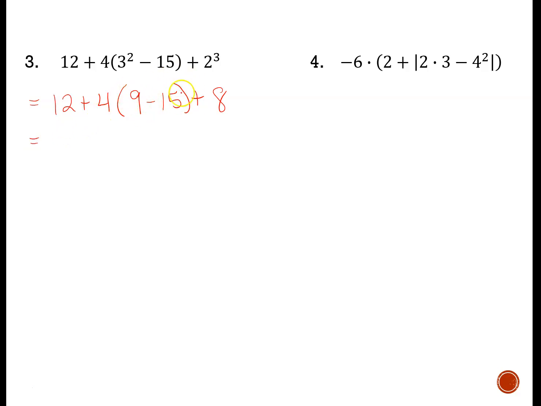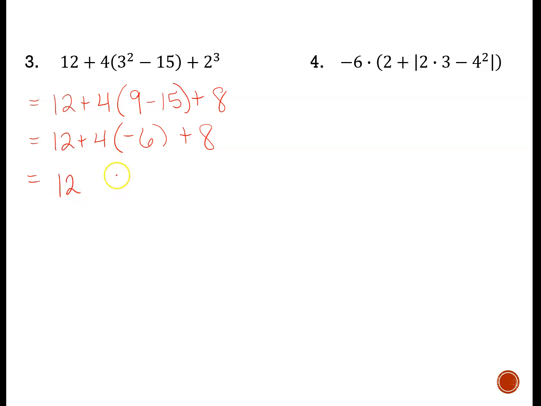Okay, now we still have an operation inside the parentheses to do. So we're going to do 9 minus 15. Now if you still need to do leave, change, go ahead. Or maybe you're to the point where you know that is a negative 6. All right, so now I have an addition here, and a multiplication in the middle. So that multiplication is my next operation. So I'm going to bring down the 12.